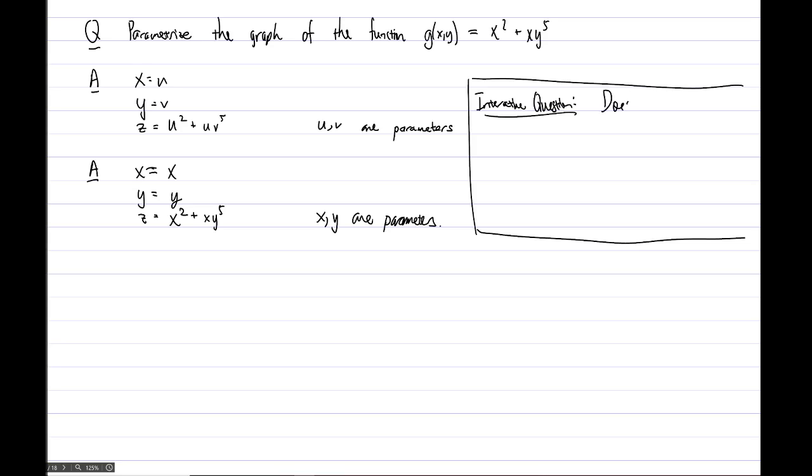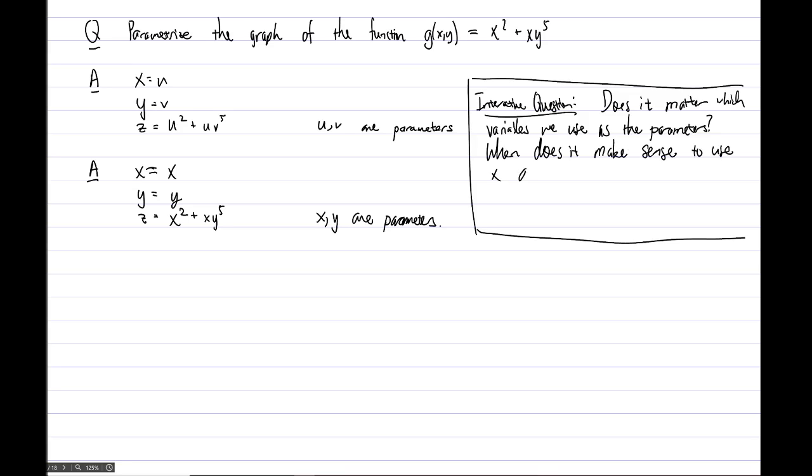So does it matter which variables we use as the parameters? When does it make sense to use x and y as your parameters instead of u and v?